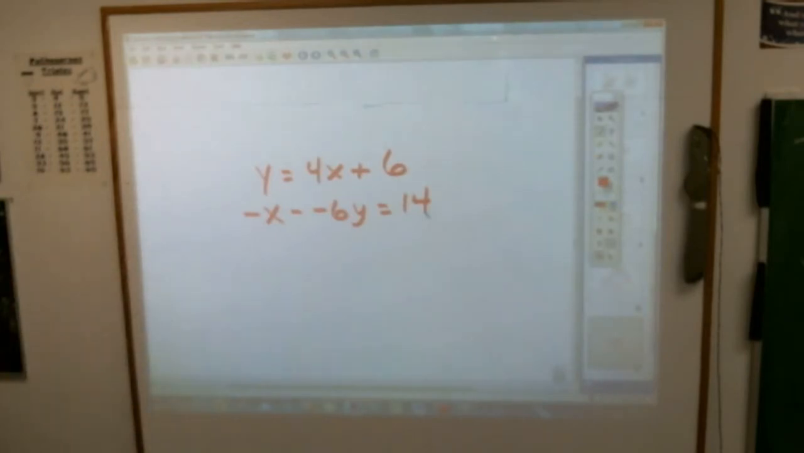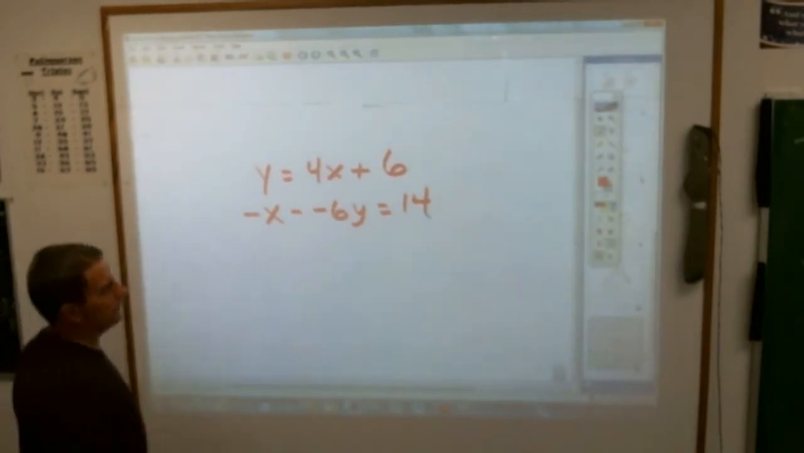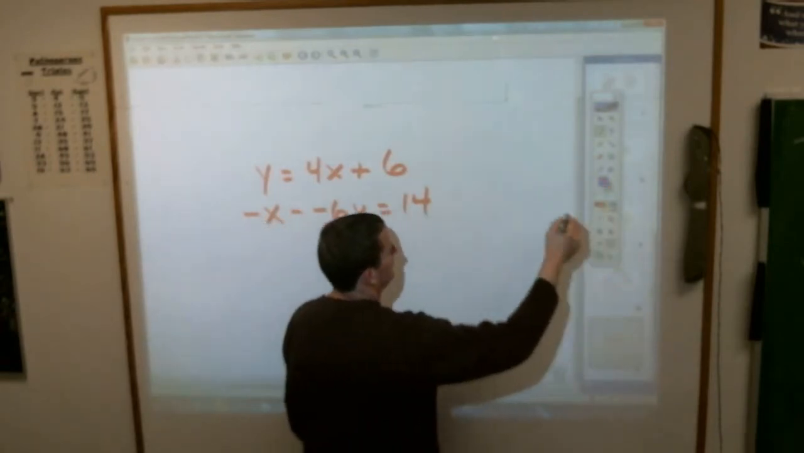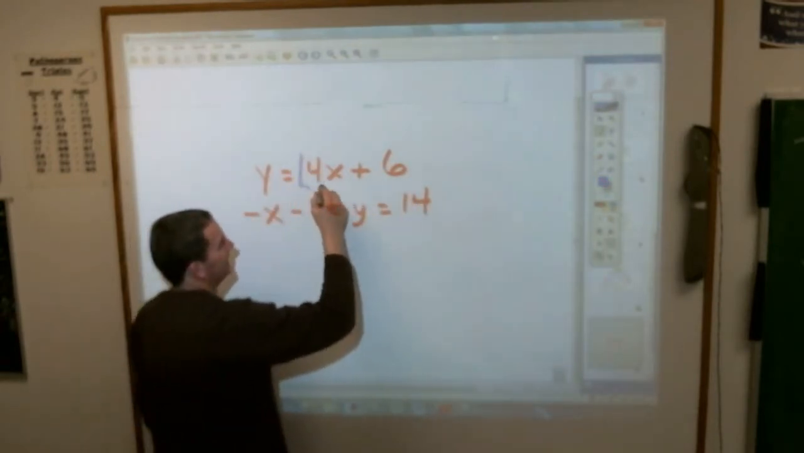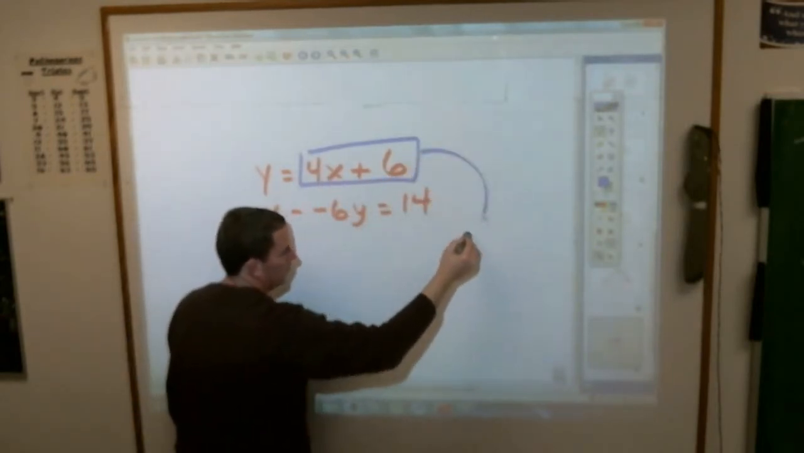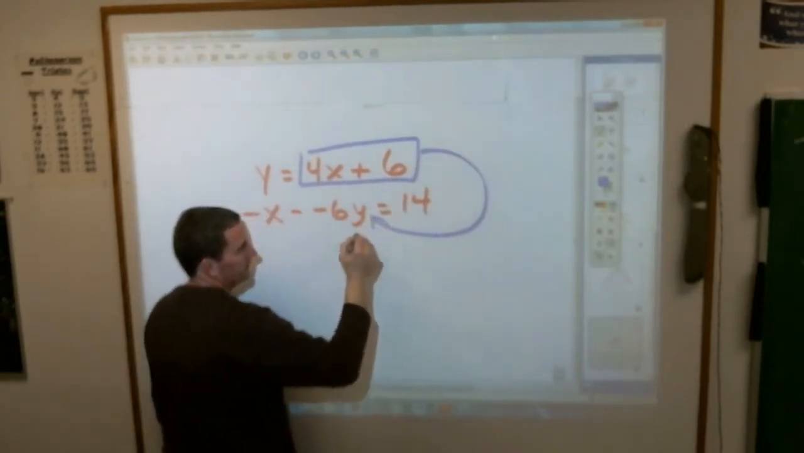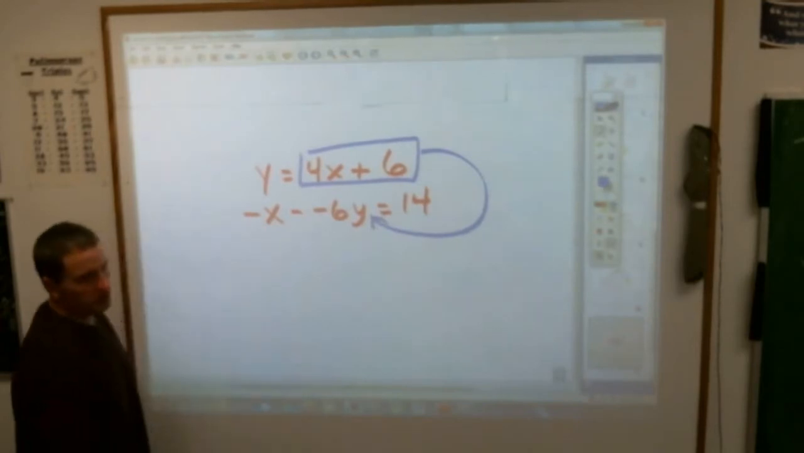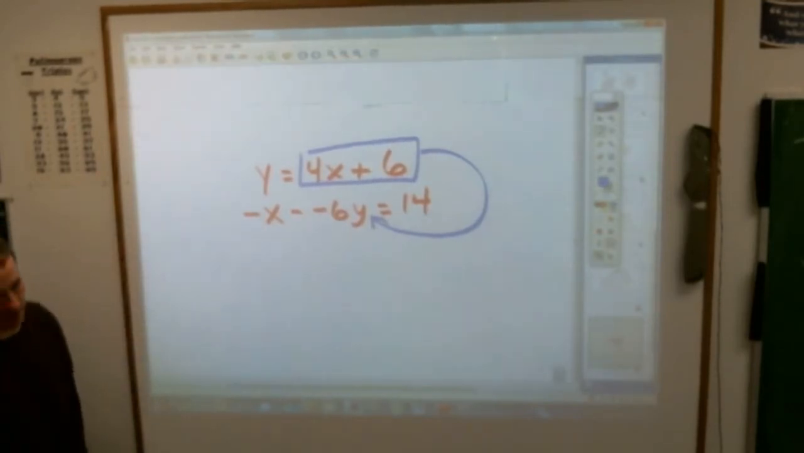Okay, step by step. First of all, you look at the equation that's already solved for a letter, which is what? The top one is solved for y. So, I am taking what y equals, and I am going to put it in for y right there, because that's where y is in the other equation. So it looks like this.